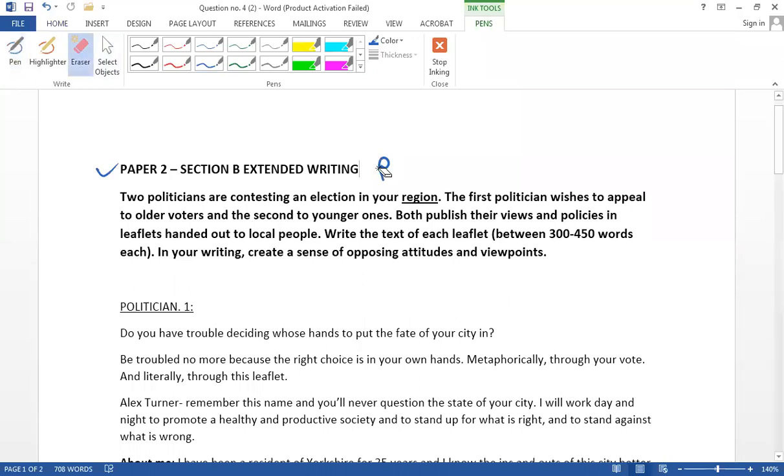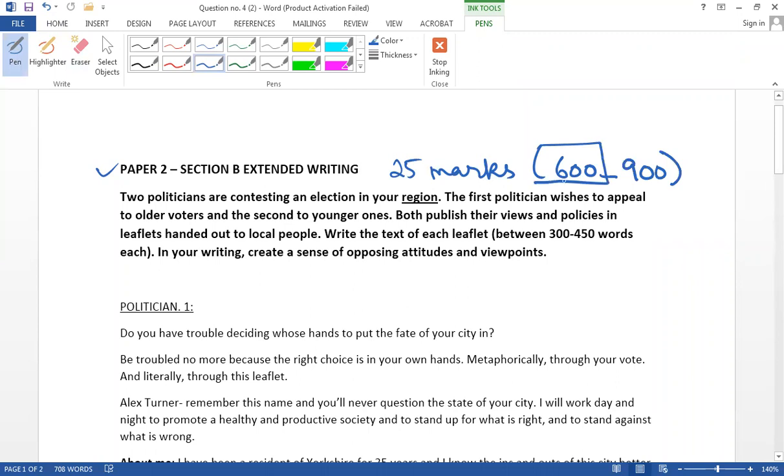I need to mention over here that section B carries 25 marks and the minimum is going to be 600 words, and the maximum is going to range till 900 words. So you have to limit yourself in between, around 620 or anywhere in between. It should not be less than 600, otherwise the examiner is going to mark you for an underdeveloped response. So we need to be very careful about that.